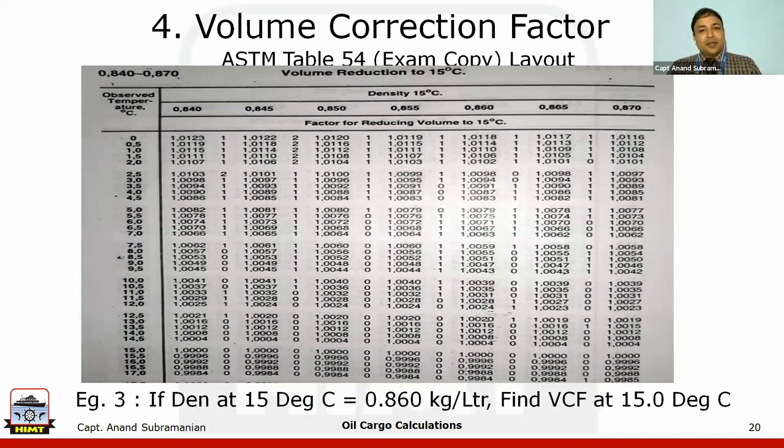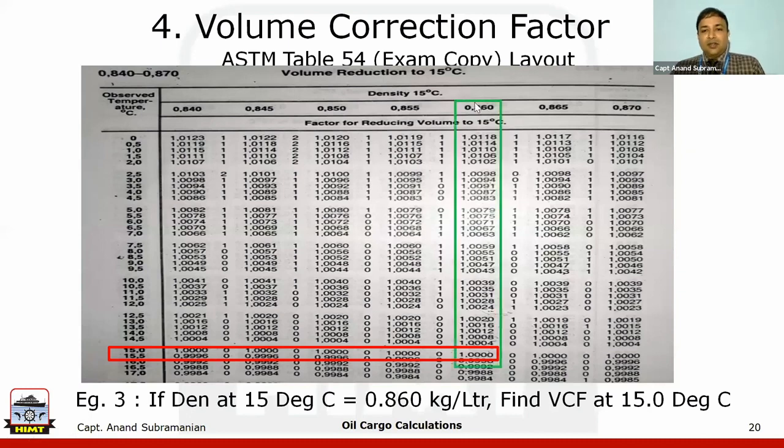The observed temperature and the standard temperature are the same. That means there is no reduction and no increase in the volume. The volume is the same. That is why, if you see over here, at 15 degrees all the numbers are 1. So we take it from 15 degrees, come around the density, and get the value 1.0000. So VCF is 1. There is no change in the volume, because your observed temperature and the standard temperature are both the same.